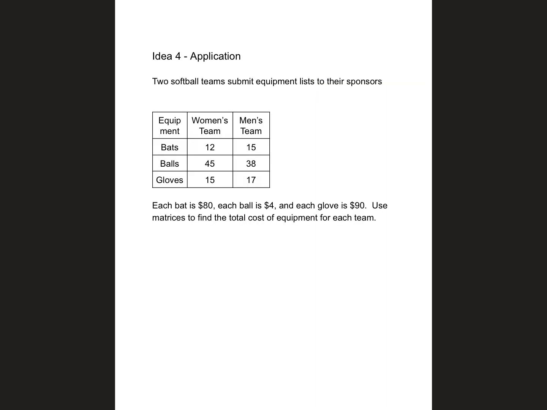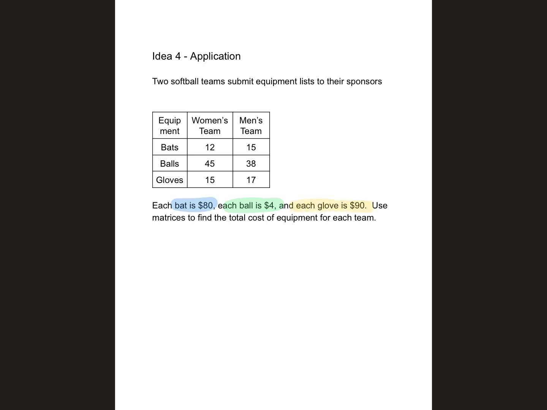And last but not least, we're going to do a little application where you can use matrix multiplication to find out how much things cost and things like that. You have two softball teams that submit equipment lists to their sponsors. It has a men's softball team and a women's softball team. They each get bats, balls, and gloves. Each bat is $80, each ball is $4, and each glove is $90.